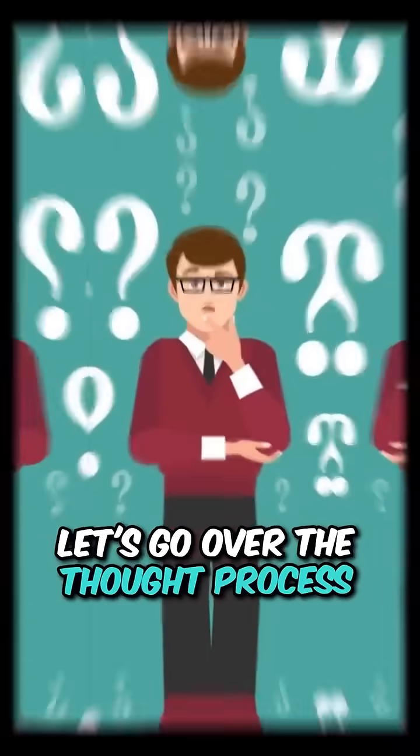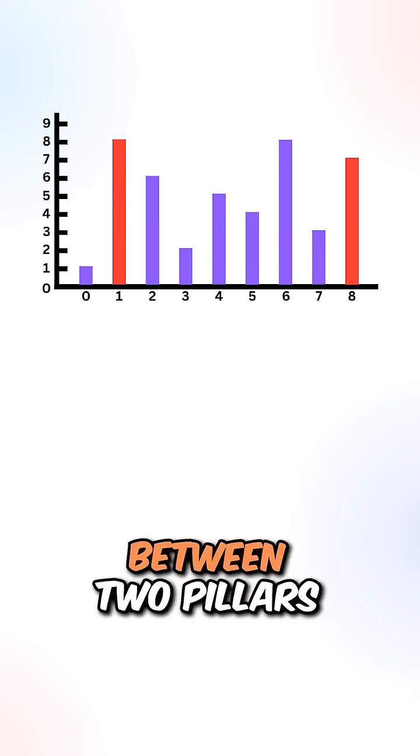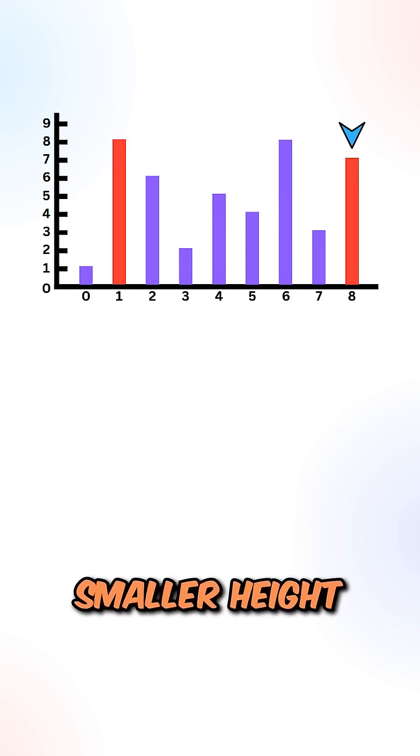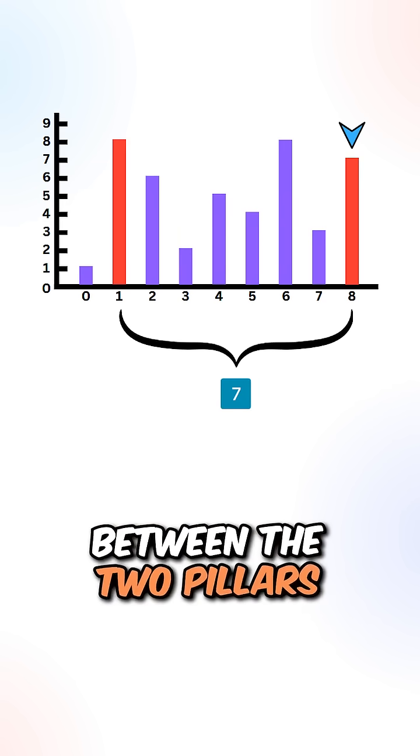Let's go over the process. To calculate the area of the container between two pillars, we need to take the smaller height multiplied by the distance between the two pillars.